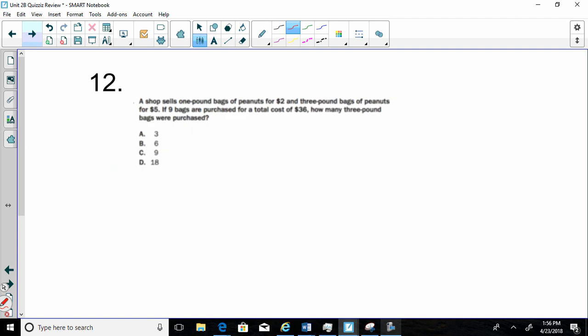And then, no matter what they cost, total goes to total goes to total. How many total bags did they get? 9. So they want to know how many 3-pound bags. So they want me to solve basically for y. So how do I get these x's? Because I want to be able to eliminate them. How do I get them to be the same number, different sign? Negative what? Negative 2, right?